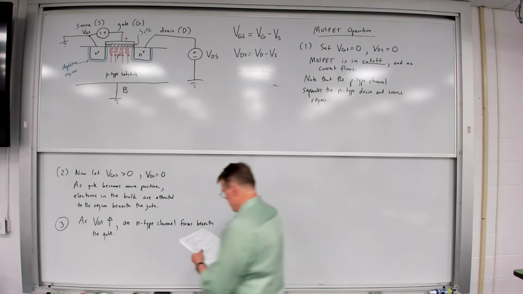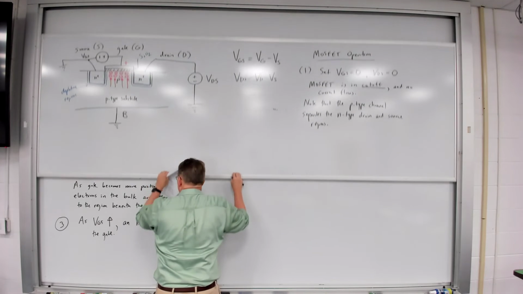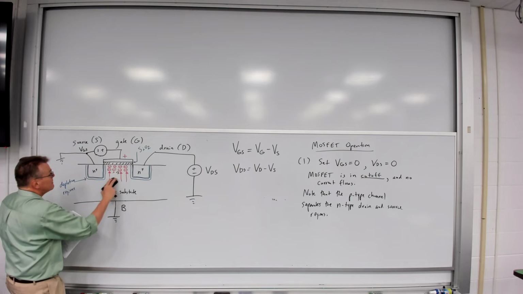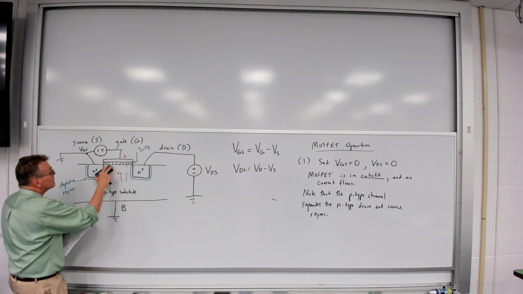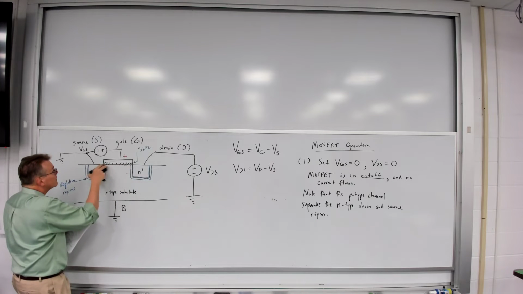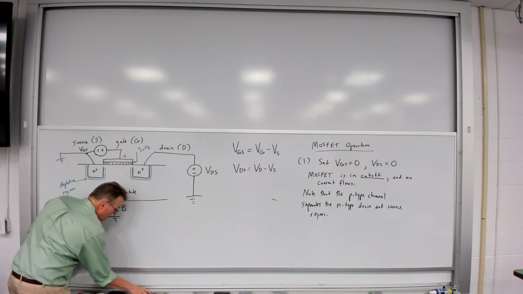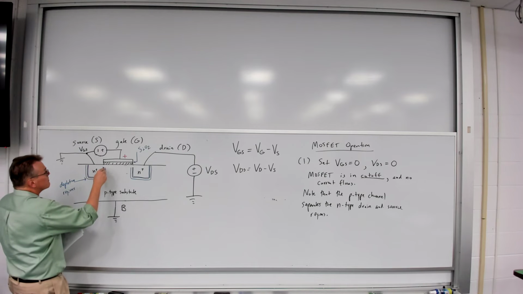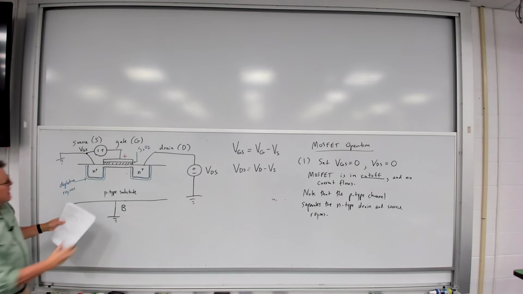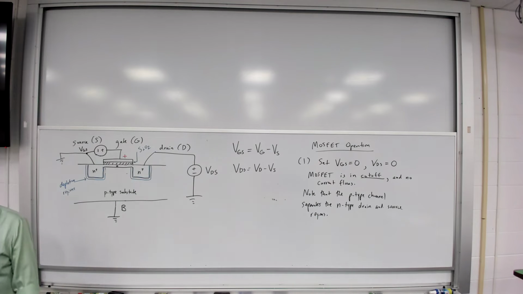So what's going to happen is I'm going to have this. So many electrons get pulled underneath that right underneath the gate this turns into an N-type region. And now that N-type region connects the drain and the source together.